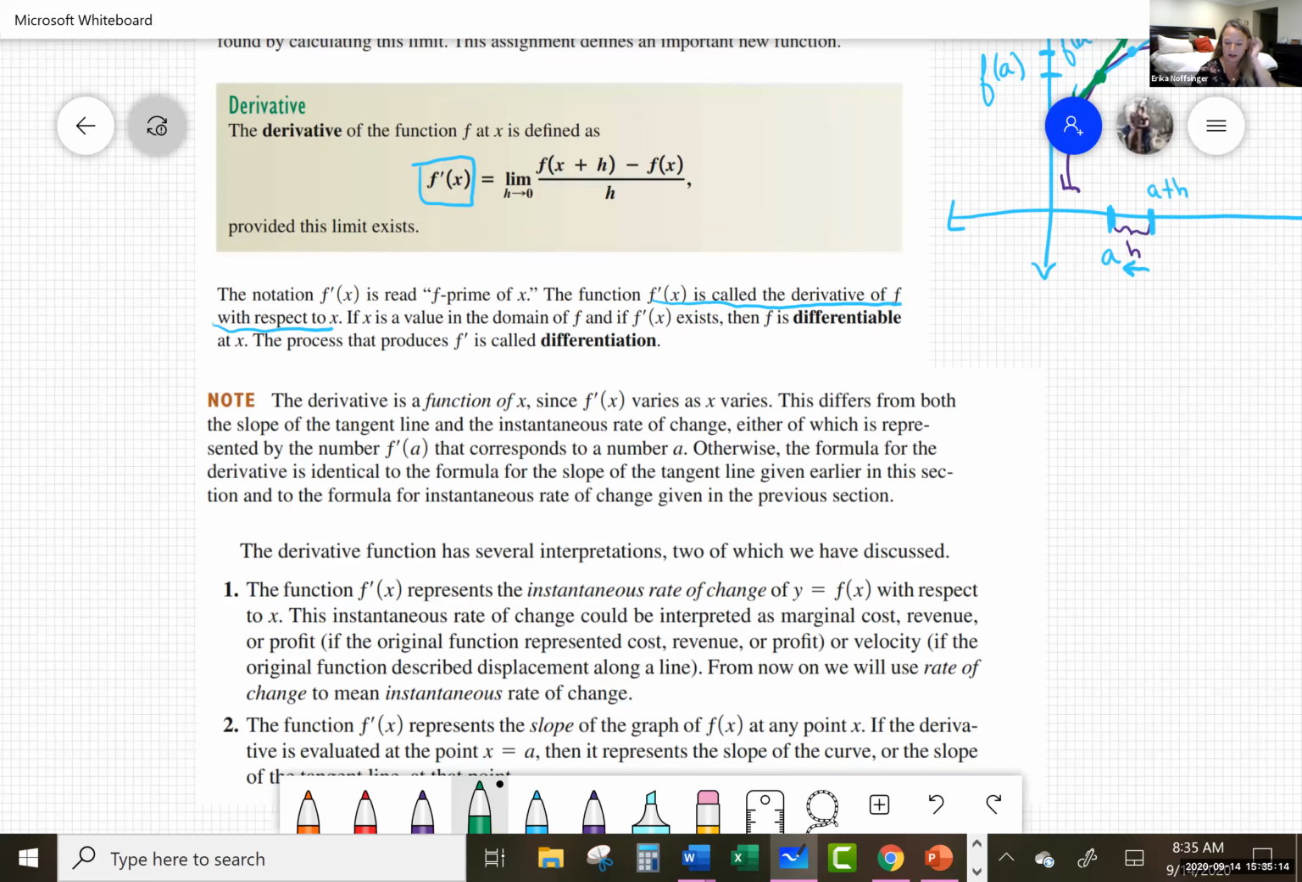Okay, so let me now go back and start reading again. So I'm going to read the note. So the derivative is a function of x, since f prime of x varies as x varies. This differs from both the slope of the tangent line and the instantaneous rate of change, either of which is represented by f prime of a that corresponds to a number a. Otherwise, the formula for the derivative is identical to the formula of the slope of the tangent line given earlier in the section, and to the formula for the instantaneous rate of change given in the previous section.